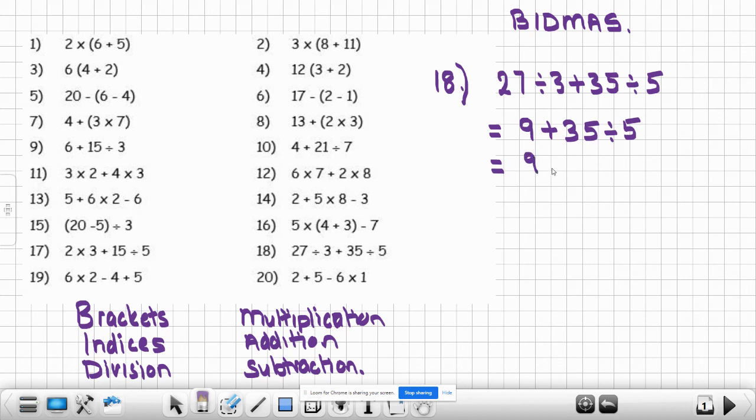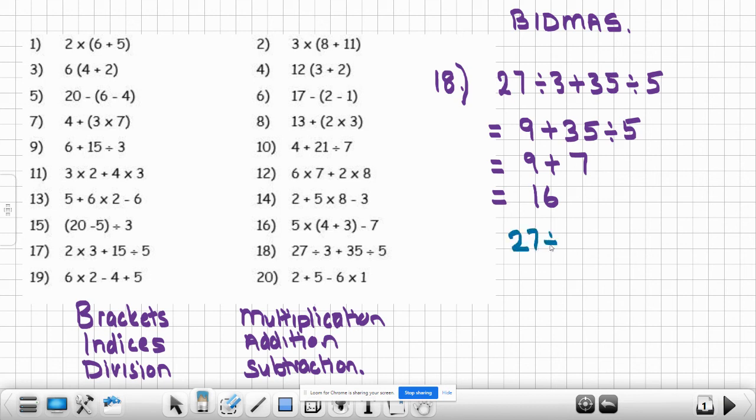So I've got 9, and I've got to add something to that, but I need to work out what the division is. 35 divided by 5. 5 goes into 35 7 times. Okay, and now I'm left with the addition. 9 plus 7 is 16. So that is my answer. I'm just going to show you, I'll do it in a different colour. We could have done both divisions at the same time, but while you're practicing, break it down as much as you need to. It certainly helps.